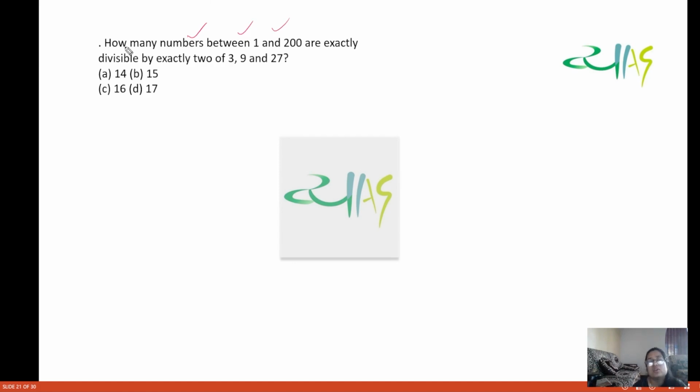Now, how many numbers between 1 and 200 are exactly divisible by exactly 2 of 3, 9 and 27? So how to do this kind of question?